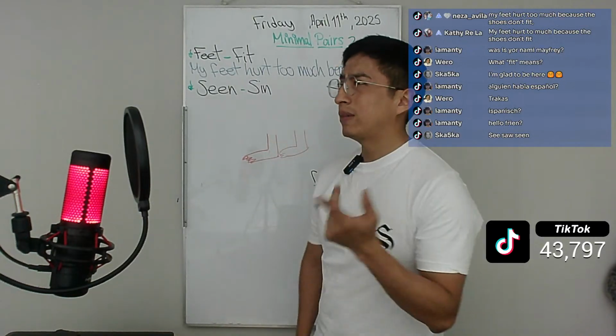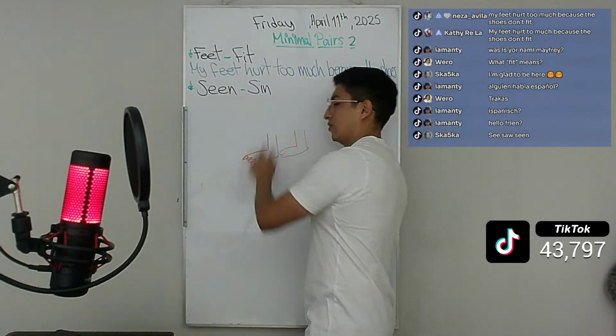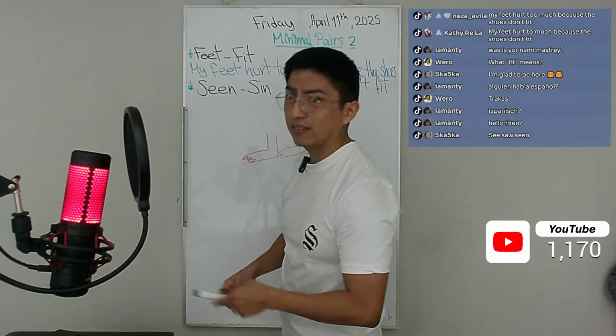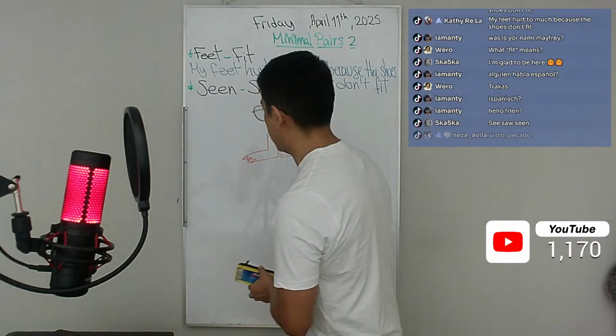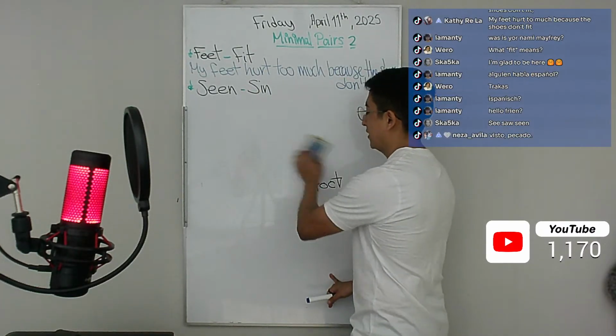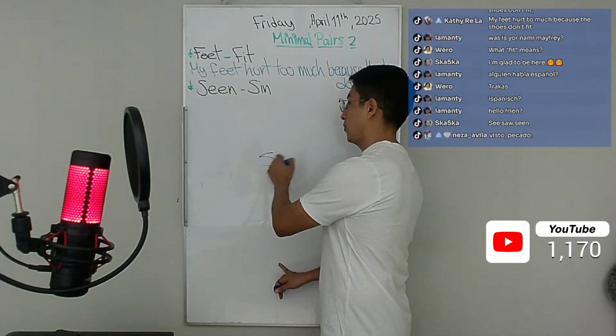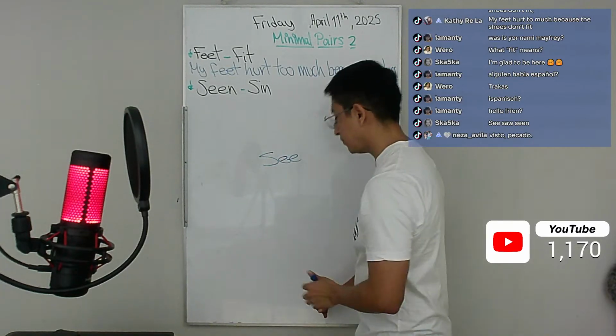So what do they mean, guys? We have seen and seen. Remember, in the case of seen, this is the past participle form of see. Yes, very good, Scott. That's what we have here. Okay, so we have here see.